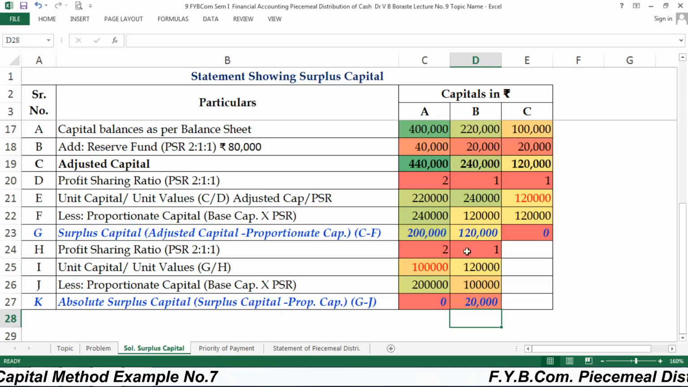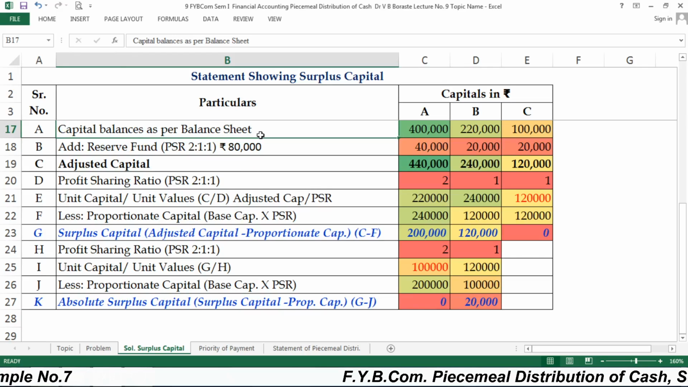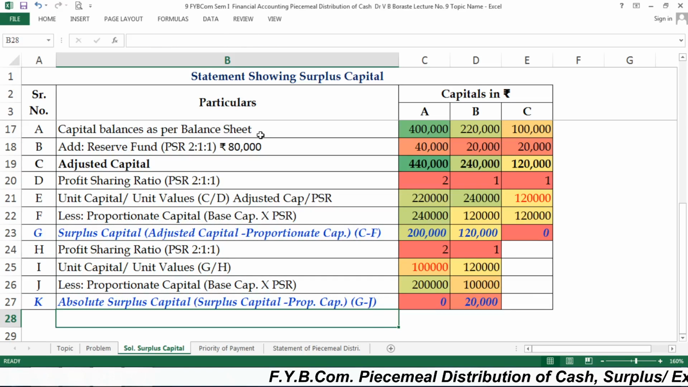Out of 1 lakh 20,000, Mr. B is already getting 20,000 over here, so he will get only 1 lakh in the second step. So in this way, we can calculate the surplus capital. After getting the surplus capital, we have to consider the priority of payment: to whom first of all we have to pay, and to whom we have to pay at the last stage or last step.